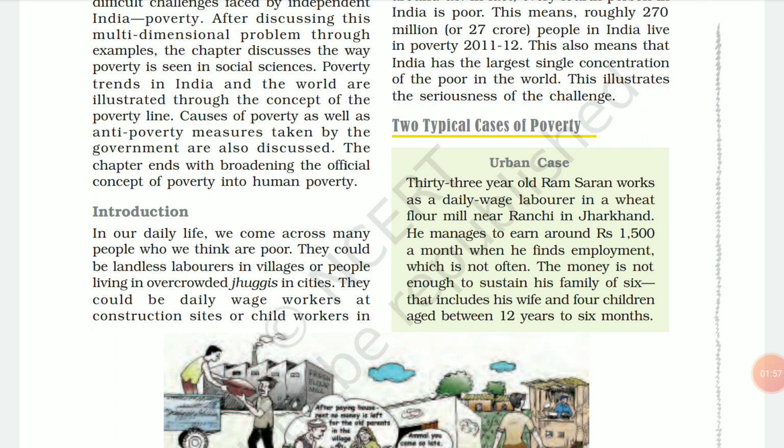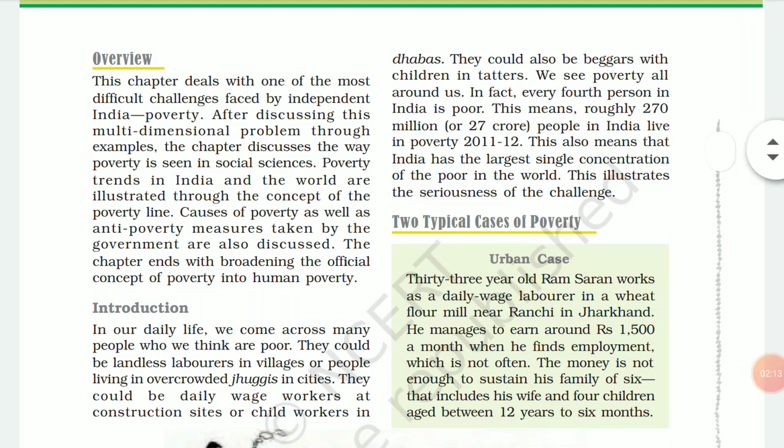Introduction. In our daily life, we come across many people who we think are poor. They could be landless laborers in villages or poor people living in the crowded jhuggies in the cities. They could be daily wage workers at construction sites or children working at dhabas. They could also be beggars with children in tatters. We see poverty all around us. In fact, every fourth person in India is poor. That means roughly 270 million, or 27 crore people in India live in poverty.